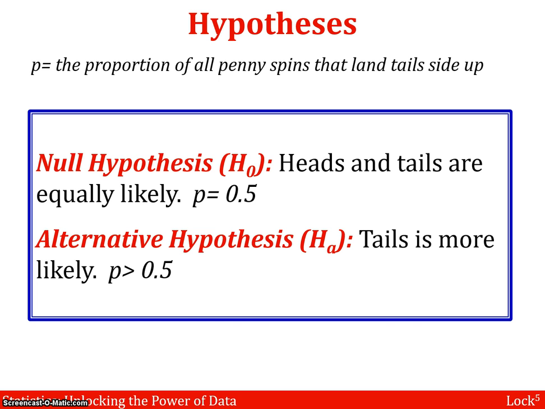Now, I'm trying to see if I've got strong evidence that pennies are more likely to land tail side up. So that's going to be my alternative hypothesis. Tails is more likely, which would mean that the proportion that land tails up has to be more than 0.5, more than half. My null hypothesis then is going to be that the alternative is not true and that heads and tails are equally likely to occur. P is equal to 0.5. So there are my hypotheses.